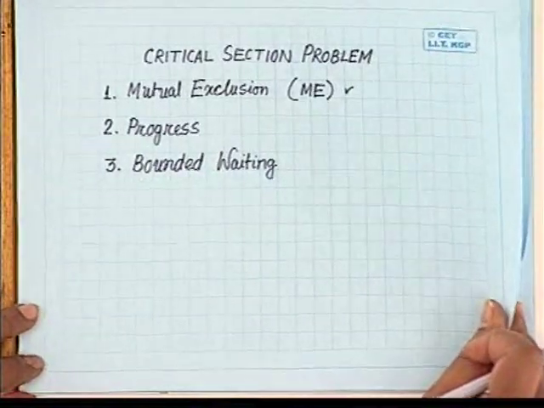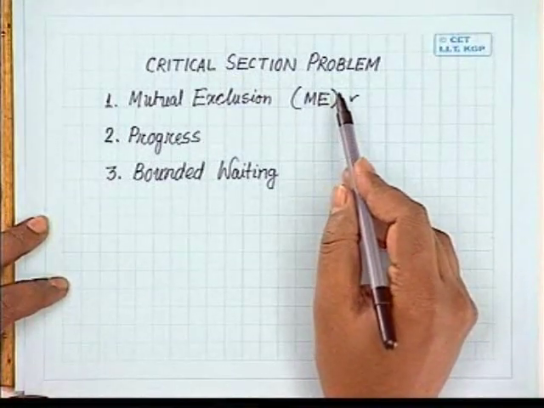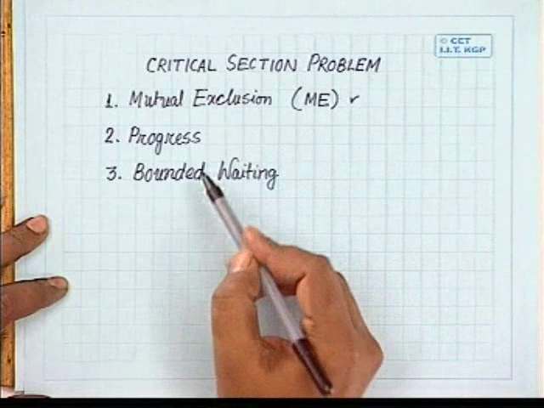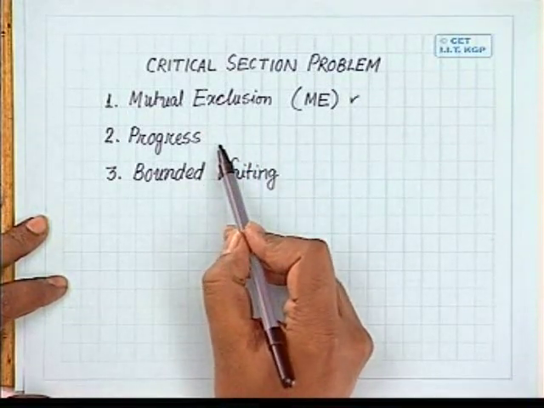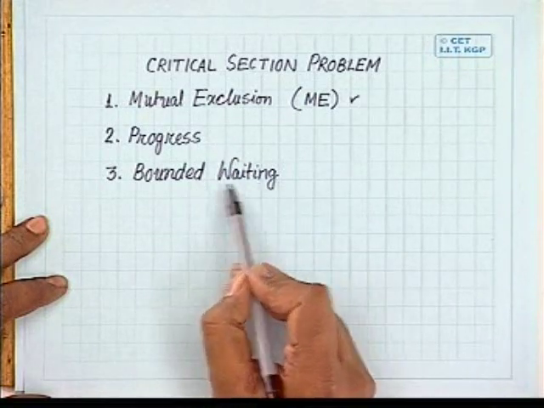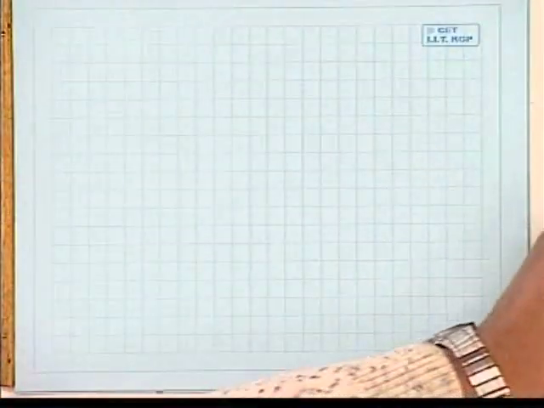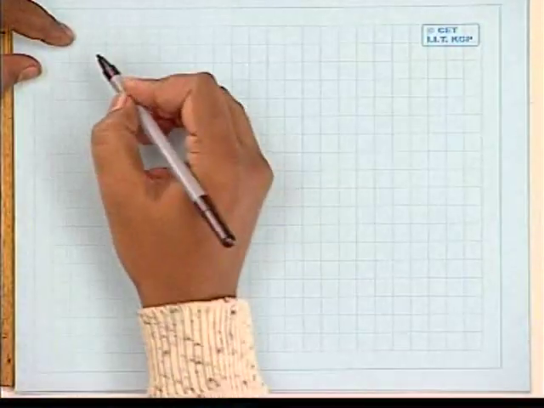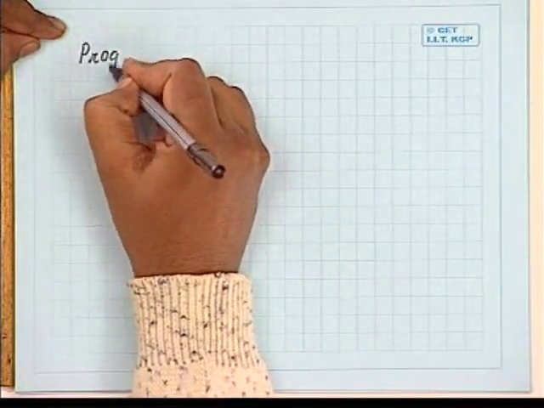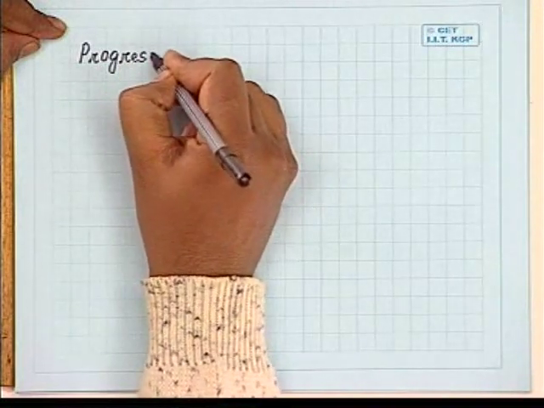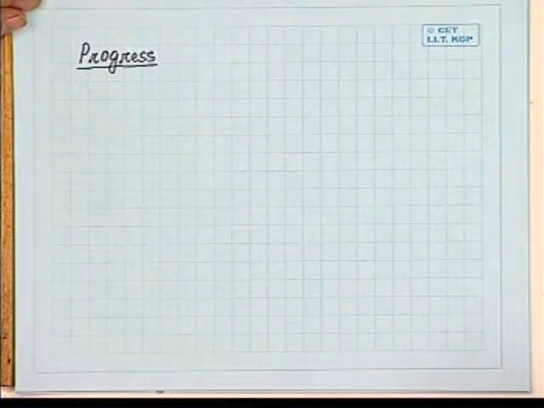Now let us see what the progress requirement is. Any solution to the critical section problem, or critical region problem, must meet these three requirements. One of them is mutual exclusion, the second requirement is progress, and the third requirement is bounded waiting. Okay. So what is the progress requirement? The progress requirement can be put something like this.